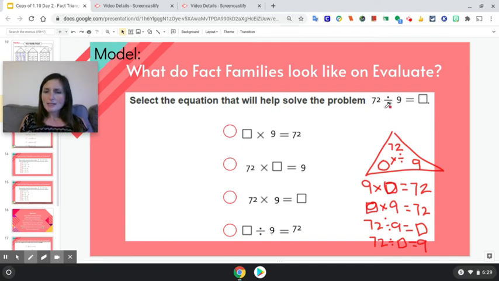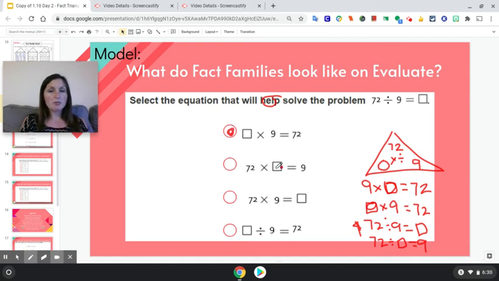So I see the problem 72 divided by 9. Well, that was this one right here. So that's not going to be a helpful problem, right? It is the problem. So I know that one's not going to be the answer. Okay, so let me see if I see any of these other 3 over here. This says blank times 9 equals 72. Oh, well, that's what this is. Blank times 9 equals 72. So I think this might be an answer. Okay, let me try the next one.